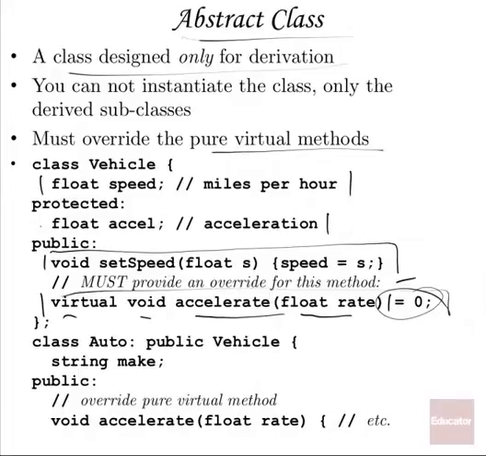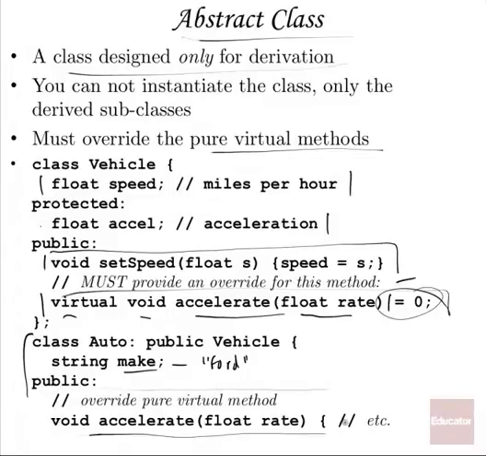So here's a class auto, which is going to derive from this vehicle. And we're going to have string make, which would be like Ford or Toyota, what have you. And we'll override that pure virtual method with our own acceleration. We will use the vehicle set speed. That's fine. We can use theirs. But we want to use our own acceleration method, such as if you're hitting the brake or if you're hitting the gas pedal.